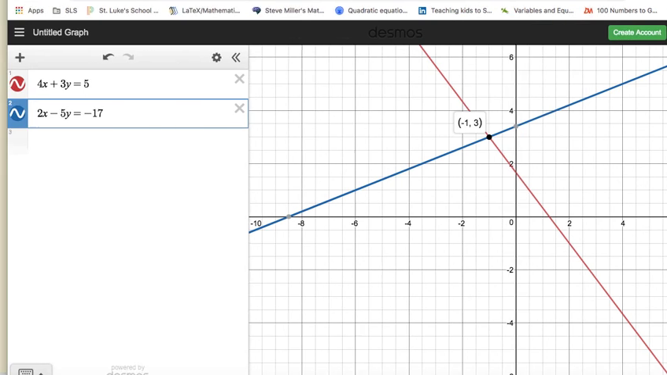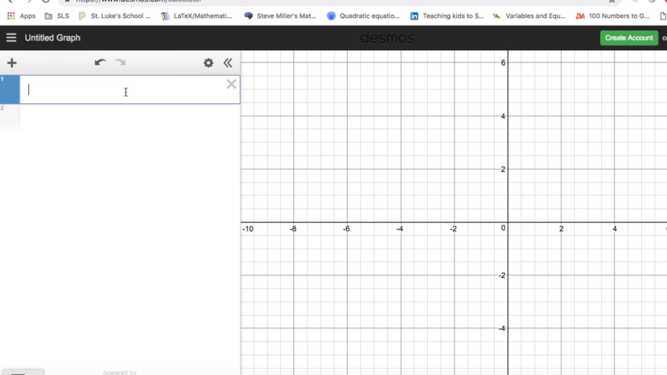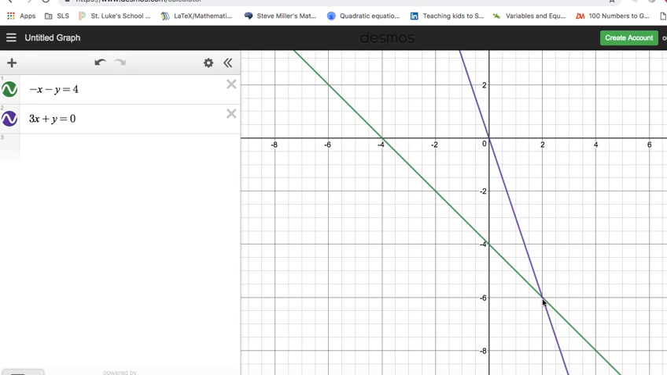So let me move this. You can see it a little better. All right, so I'm going to clear out the ones I just did. I'm going to go to Desmos. I'm going to put in my equations as I had them simplified. It's easier. So I'm going to do negative x minus y equals 4. And then I've got 3x plus y equals 0. And if I look down here, right here, I get 2, negative 6. And so there I can see clearly these two lines intersected at 2, negative 6.